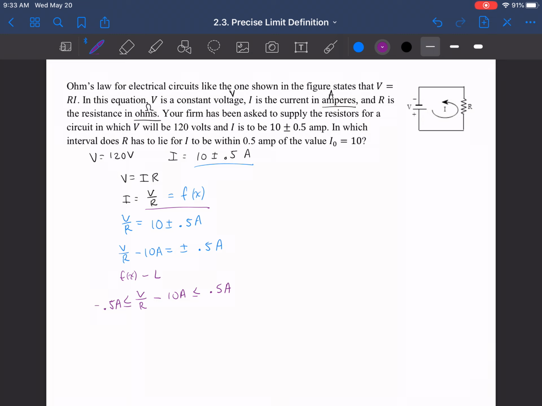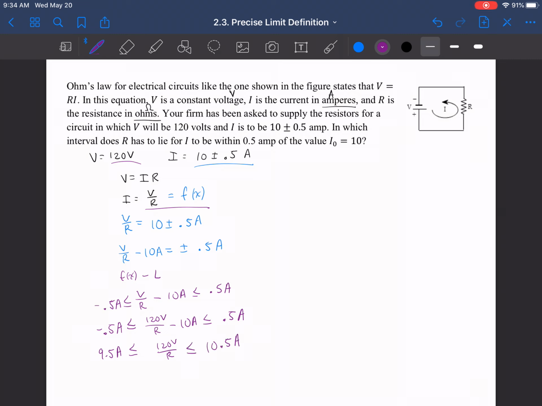And so we can go through and start plugging these numbers in. The voltage is 120 volts, right up there at the top, 120 volts over R, and then minus our 10 amps, and again the 0.5 amps and the negative 0.5 amps. And then what we can do is add the 10 amps everywhere. So this will become 9.5 amps. And this one over here will become, so this is 120 volts over R. And then this one over here will be 10.5 amps.